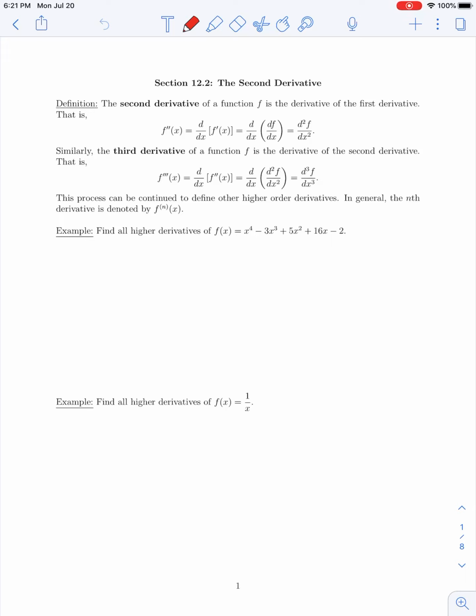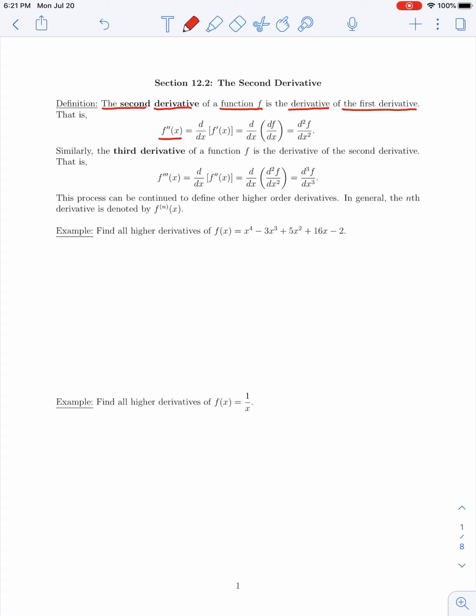Therefore, we could find the derivative of the derivative, and this is known as the second derivative of a function. It is defined as the derivative of the first derivative. Now, the notation that we use for the second derivative is the following. We can use f double prime of x. We were using f prime of x for the first derivative, so we can use a double prime for the second derivative.